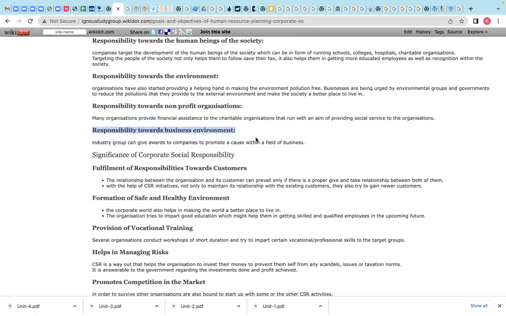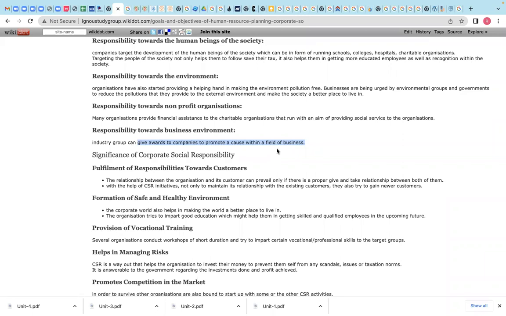Okay, so responsibility towards business environment. This is a very tricky point. So what exactly you are doing here is you are promoting other businesses. For example, Infosys gives science awards. Infosys presents the science awards in India. They give for mathematicians, scientists, and various other fields. Right. So this is like promoting some other business.